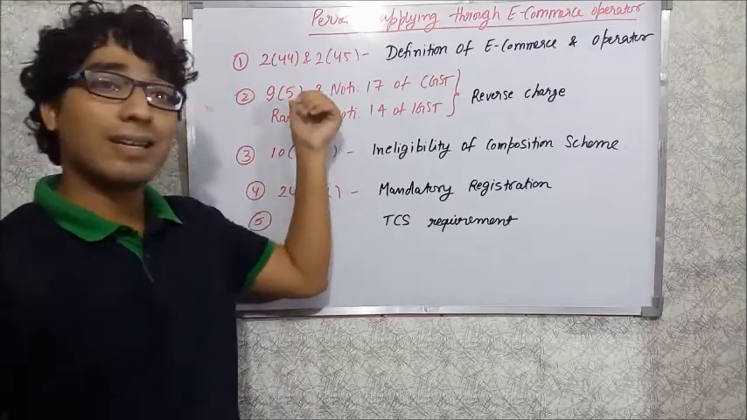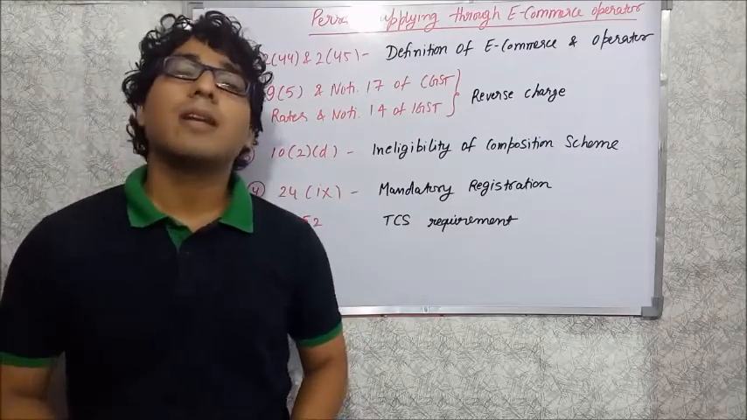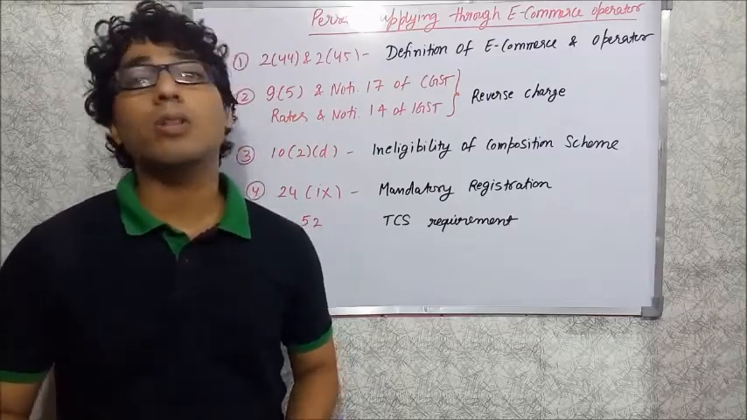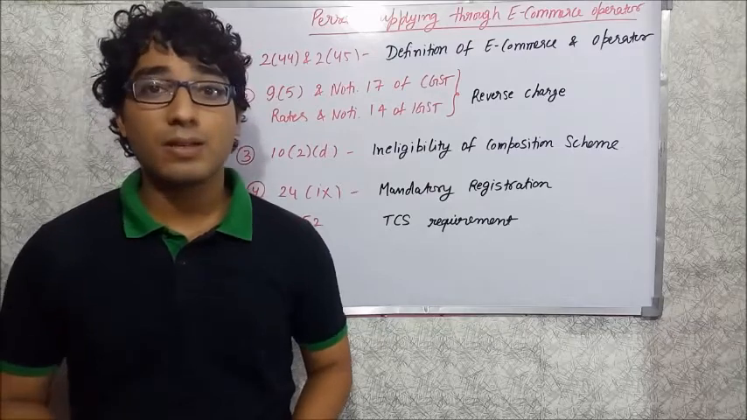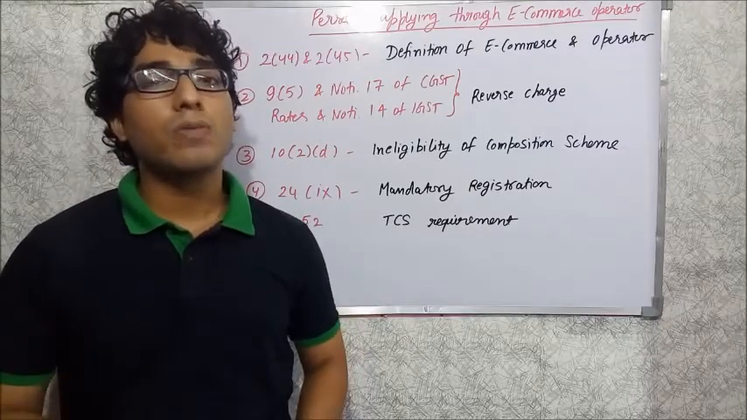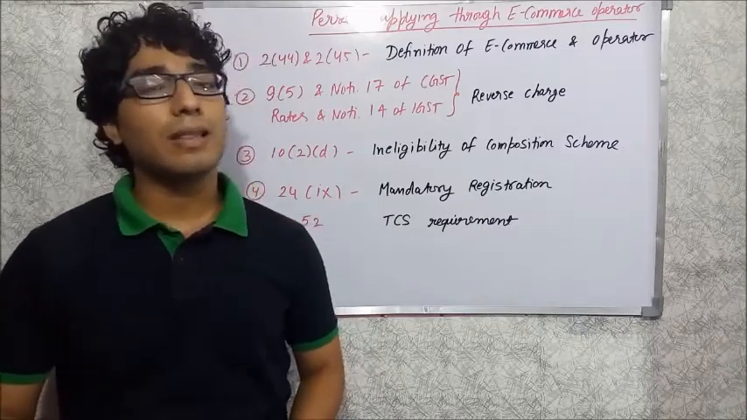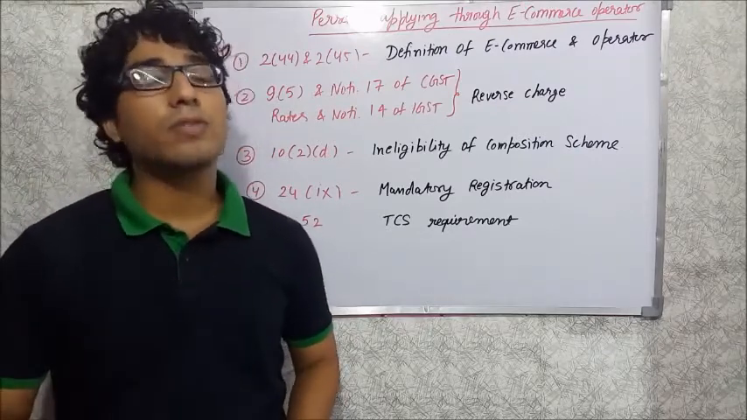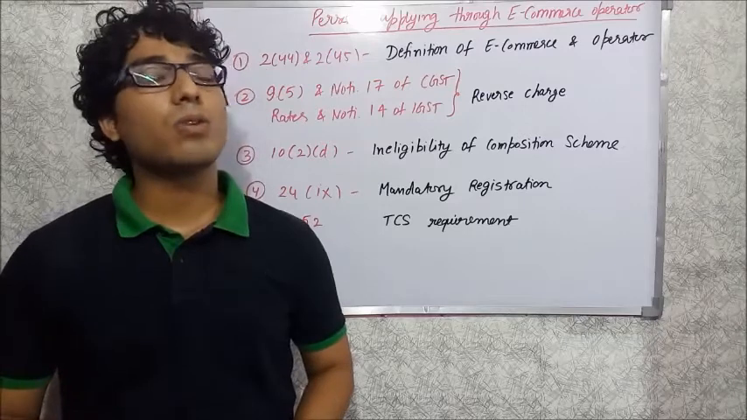All right guys, so the next one is section 9 subsection 5, which is regarding the reverse charge. Under section 9 subsection 5 there is a reverse charge on a particular category of services, the interstate or intrastate supply of which the electronic commerce operator needs to pay tax on a reverse charge basis. That is provided under section 9 subsection 5 of the CGST Act, and a similar provision regarding interstate supply of particular services by the electronic commerce operator is provided under the IGST Act. So there is a specific category of services, the supply of which the electronic commerce operator needs to pay tax on a reverse charge basis.